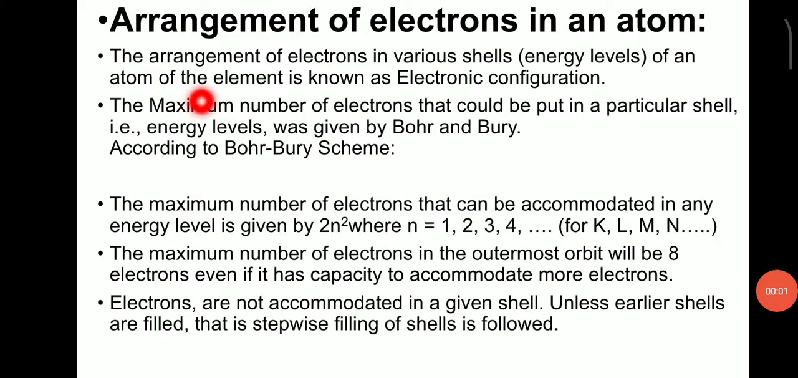The maximum number of electrons that can be put in a particular shell or energy level, this arrangement was given by two scientists, Bohr and Bury. So this arrangement we call the Bohr-Bury scheme.